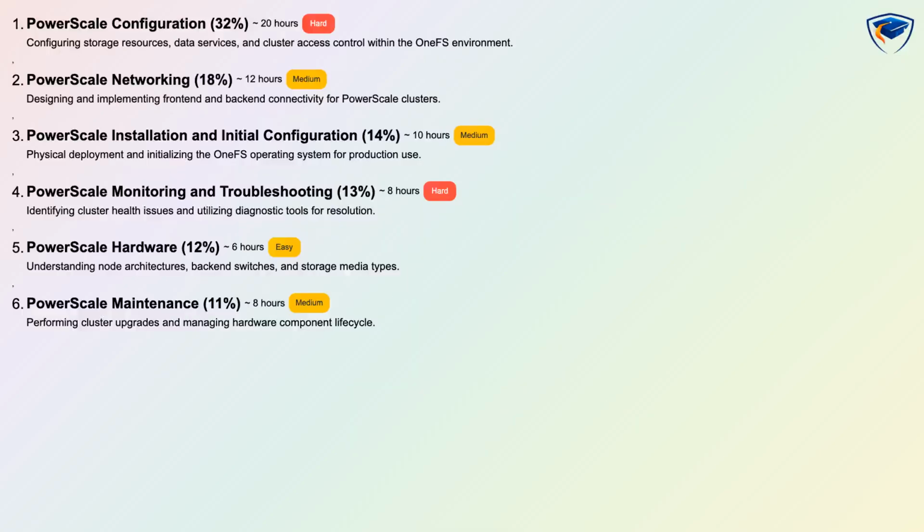The Dell Expert, Isilon Solutions exam is a comprehensive assessment that covers various domains related to PowerScale technology. The domains are weighted accordingly: PowerScale configuration at 32%, PowerScale networking at 18%, PowerScale installation and initial configuration at 14%, PowerScale monitoring and troubleshooting at 13%, PowerScale hardware at 12%, and PowerScale maintenance at 11%. Let's start exploring these domains one by one.